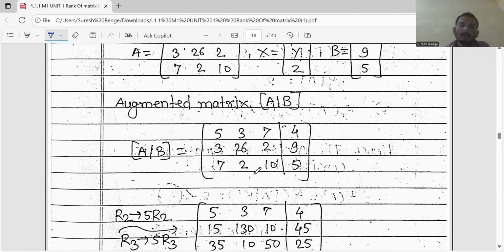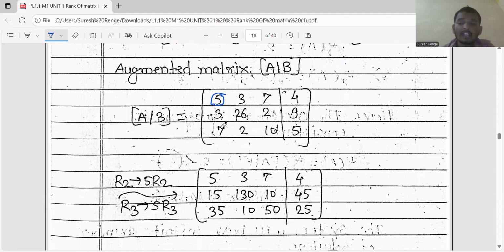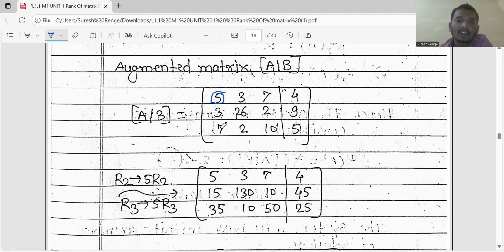Now we want to check. What is the first leading element in row number 1? 5 is the leading element, the first non-zero element in row 1. To convert the matrix into echelon form, whatever elements are available below the leading element, make them equal to 0. But if you observe, the leading element is 5, and there is no element below that is a multiple of 5.